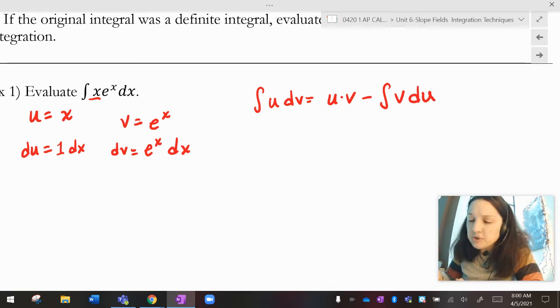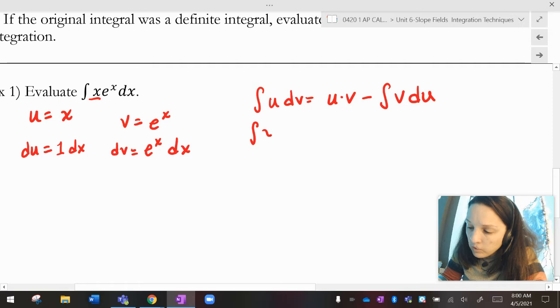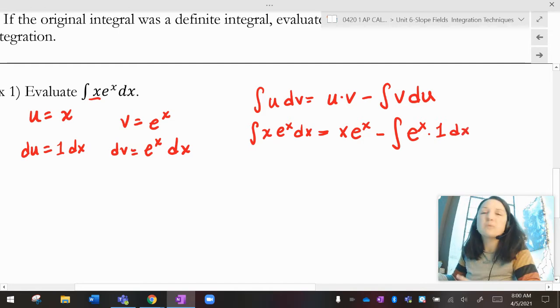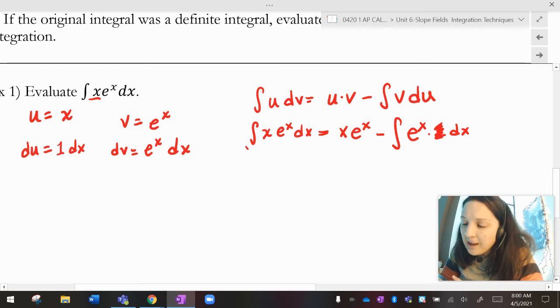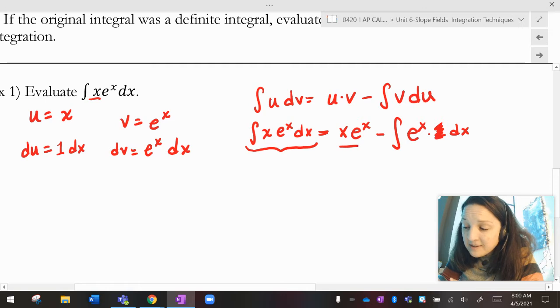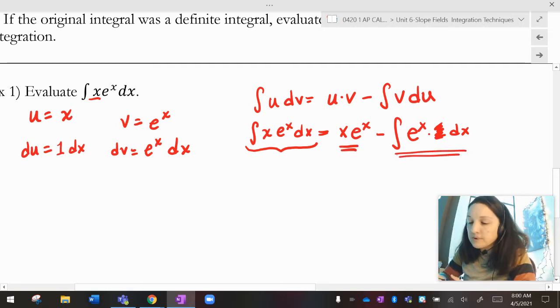All right, so now I'm going to substitute everything in. So the integral of u, x, dv, e to the x dx equals u times v. Okay, so that's x e to the x minus the integral of v, e to the x, du, 1 dx. And really, I don't need to write the 1, okay? So the antiderivative of x e to the x dx has an x e to the x in it and also whatever the answer to that integral is.